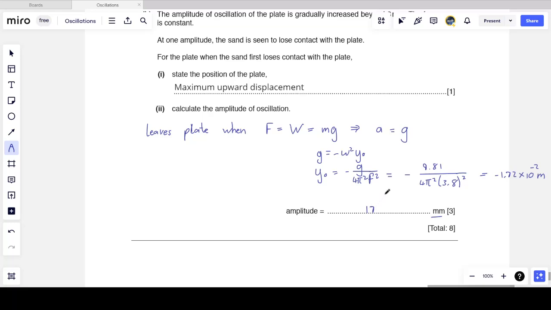So we need quite a high oscillation, and for that we need a very strong force. We're having a very high amplitude, meaning we have a very strong restoring force, and the sand can eventually leave the plate. And so that was the last question for this part of the problem solving video on oscillations.